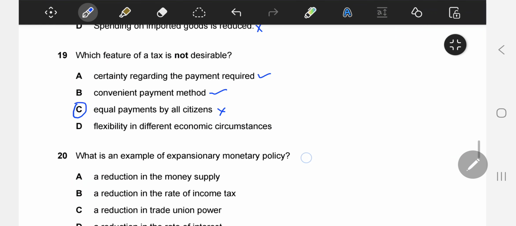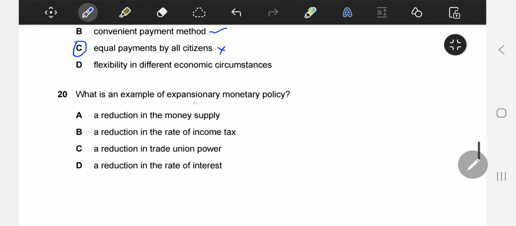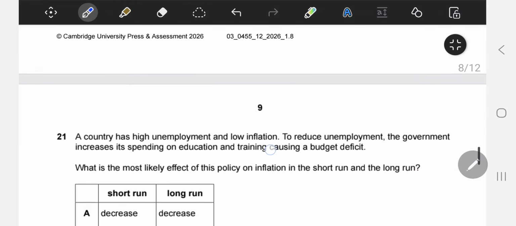Right, question 20. What is an example of an expansionary monetary policy? So we're just looking for monetary policy here. This is monetary policy, and this is monetary policy. So the money supply, and this is the supply side, and this is a fiscal policy. So if we reduce the interest rate, then that's expansionary. So I'm going to go with D here. Reducing the money supply is contractionary. Let's go to 21.